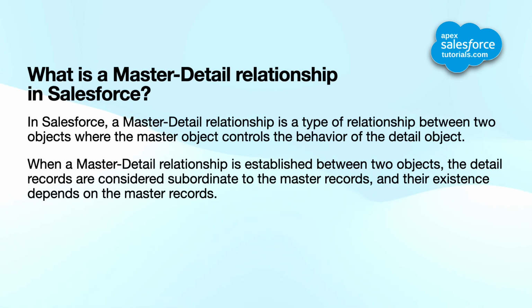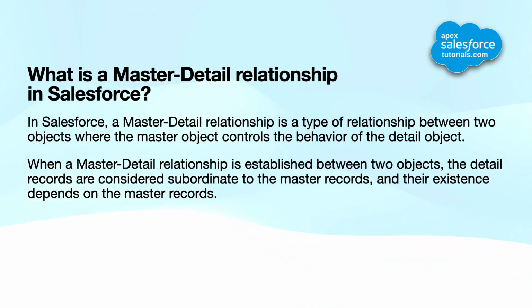Our eighth question is, what is master detail relationship in Salesforce? This is one of the important relationships in Salesforce, so be prepared for this type of question. In Salesforce, a master detail relationship is a type of relationship between two objects where the master object controls the behavior of the detail object, or the child object. When a master detail relationship is established between two objects, the detail records are considered subordinate to the master records, or the child of the master record, and their existence depends on the master records.